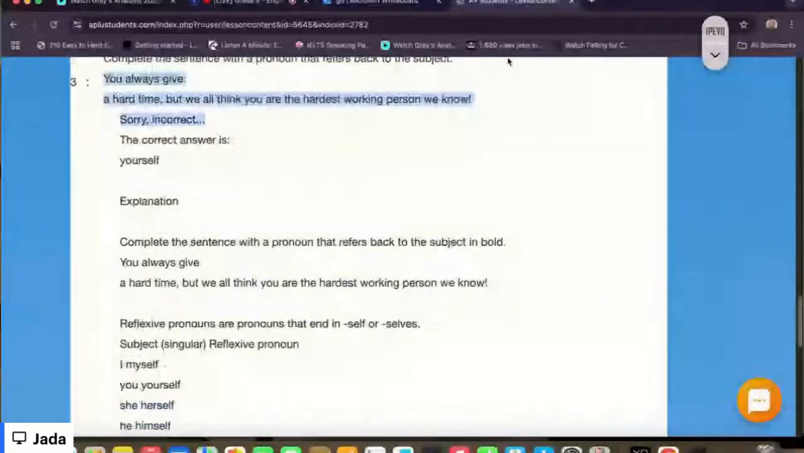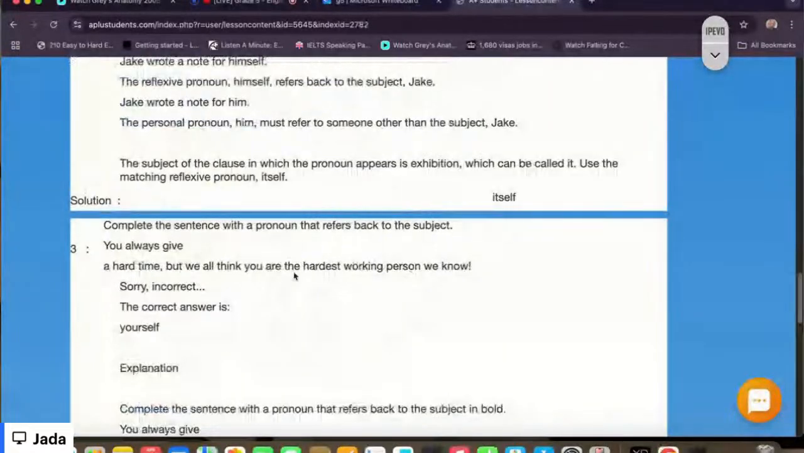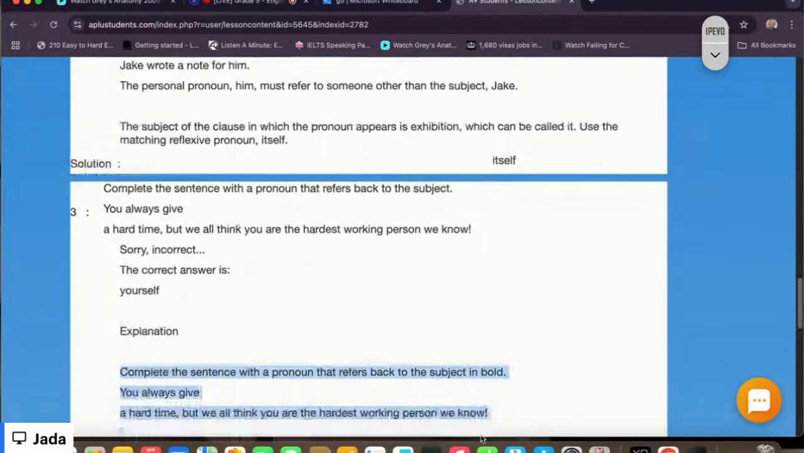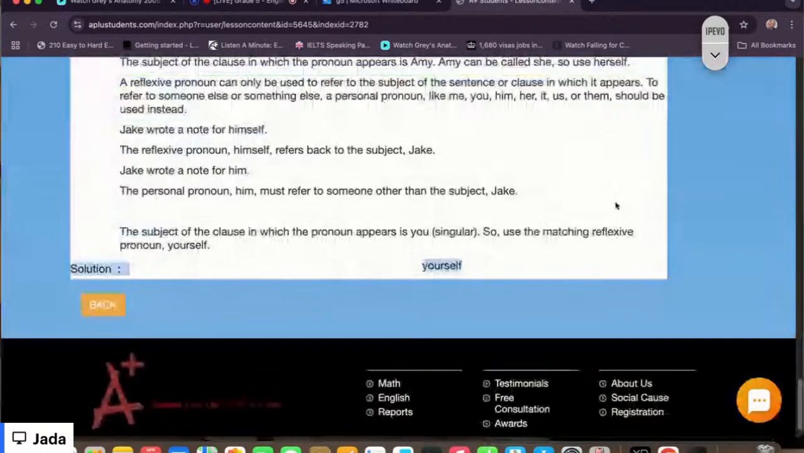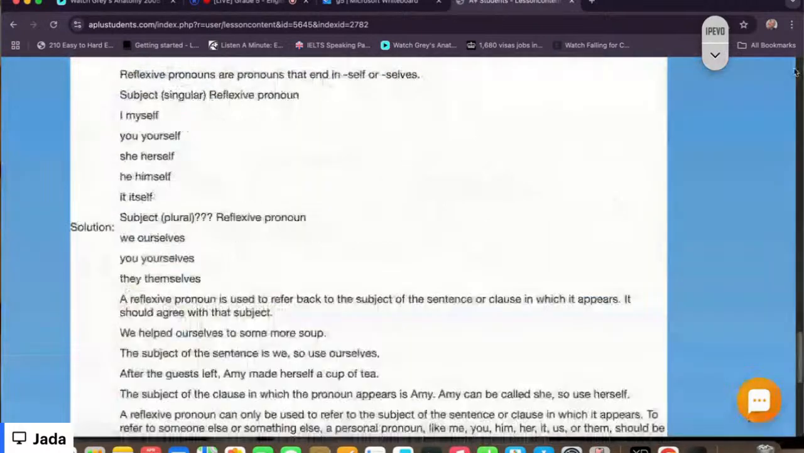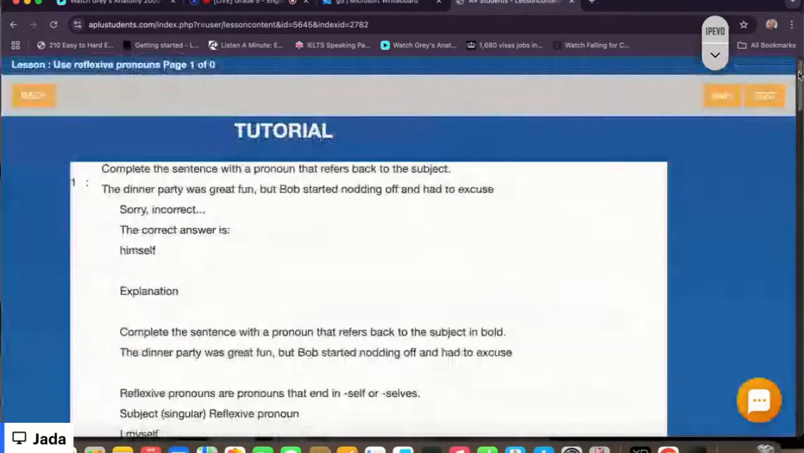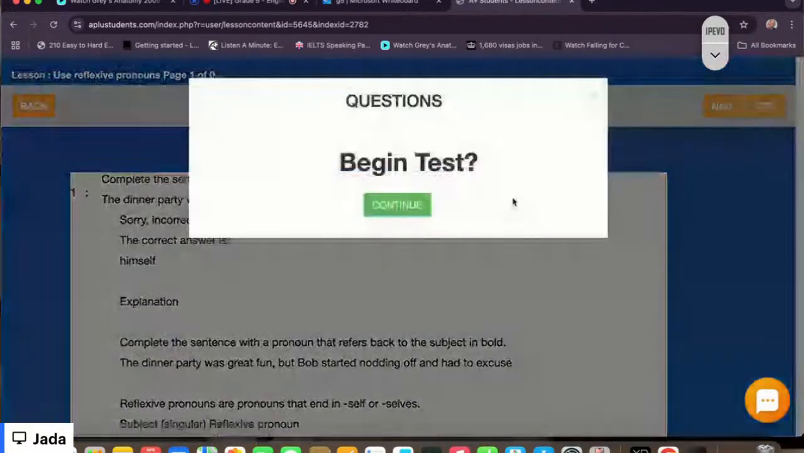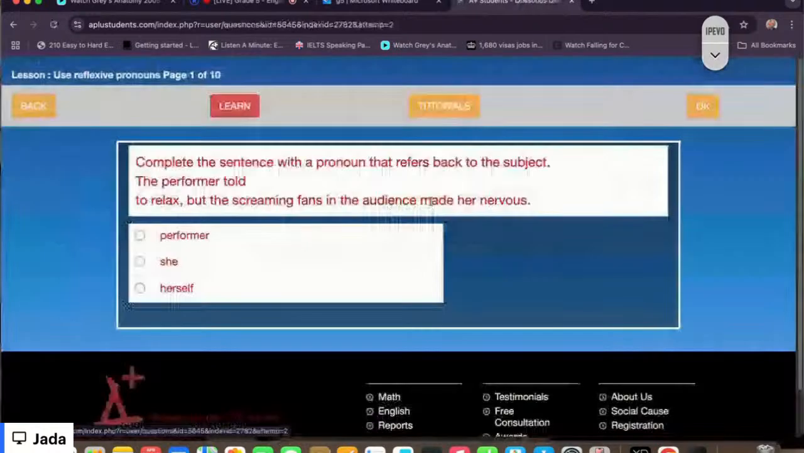You always give Dash a hard time, but we all think you are the hardest working person we know. So you always give yourself a hard time. Okay. So in this particular lesson, we are gonna be using the reflexive pronoun to complete the sentence. Okay. The performer told Dash to relax, but the screaming fans in the audience made her nervous. Performer, she or herself?